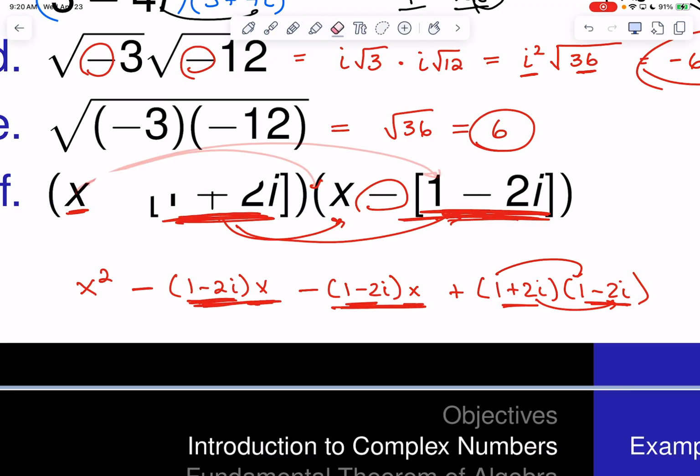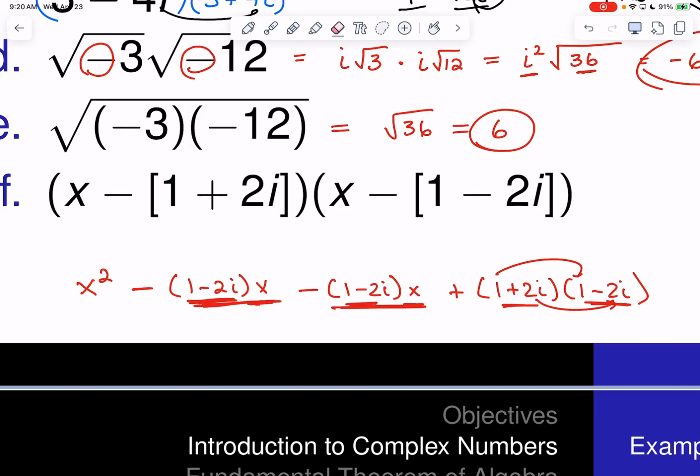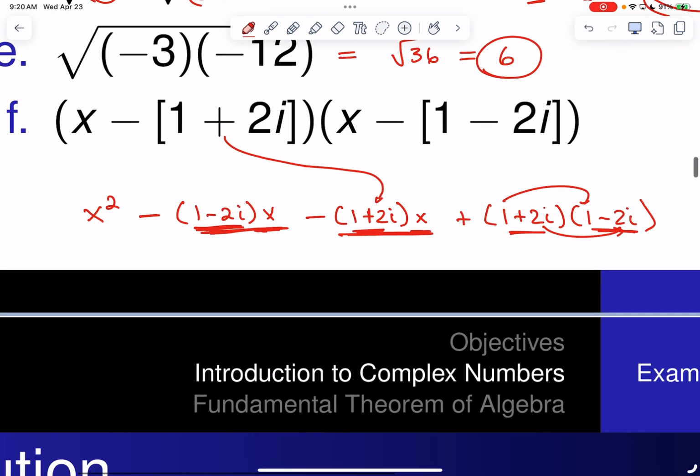I'm gonna erase all this just so you can re-see it here. All right, do you see it? X times x is x squared. X times negative 1 minus 2i, that's correct, right? Yep. All right, so we did the first and the outers, correct? Now let's go to the inners. It's supposed to be a minus x, but it's supposed to be a plus there. Do you see what I did wrong? Yep. All right. So, only mistake, but that's actually going to make it work out even nicer.